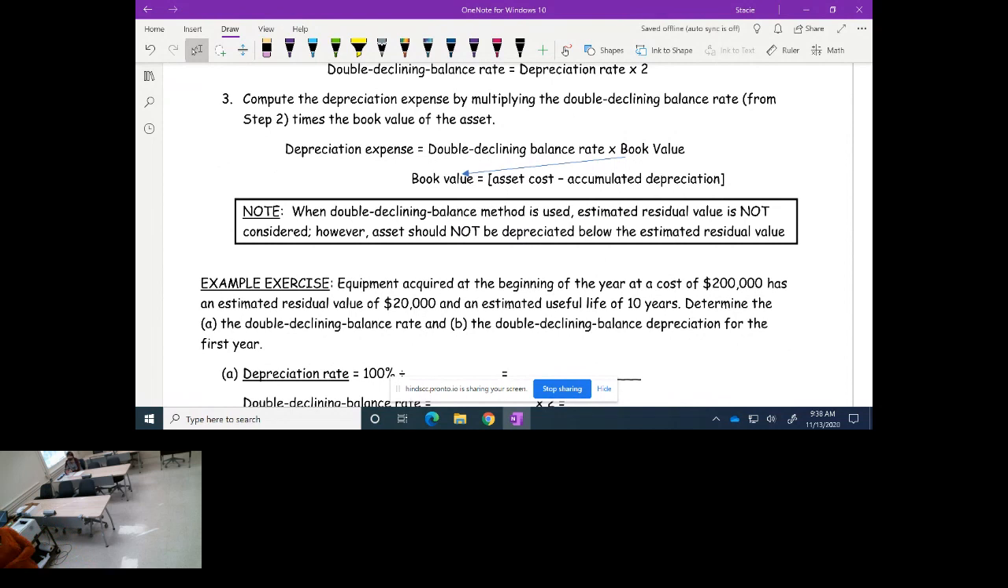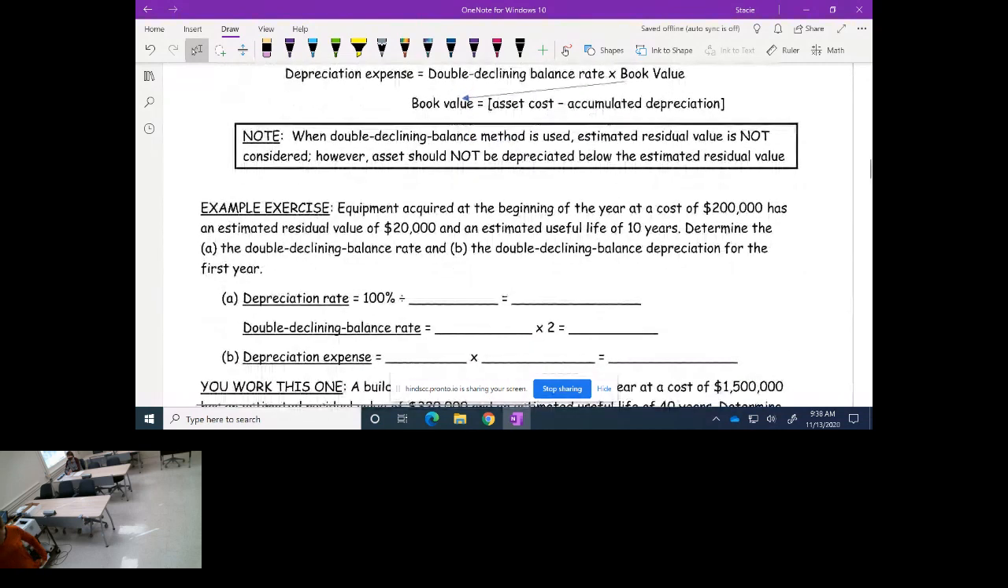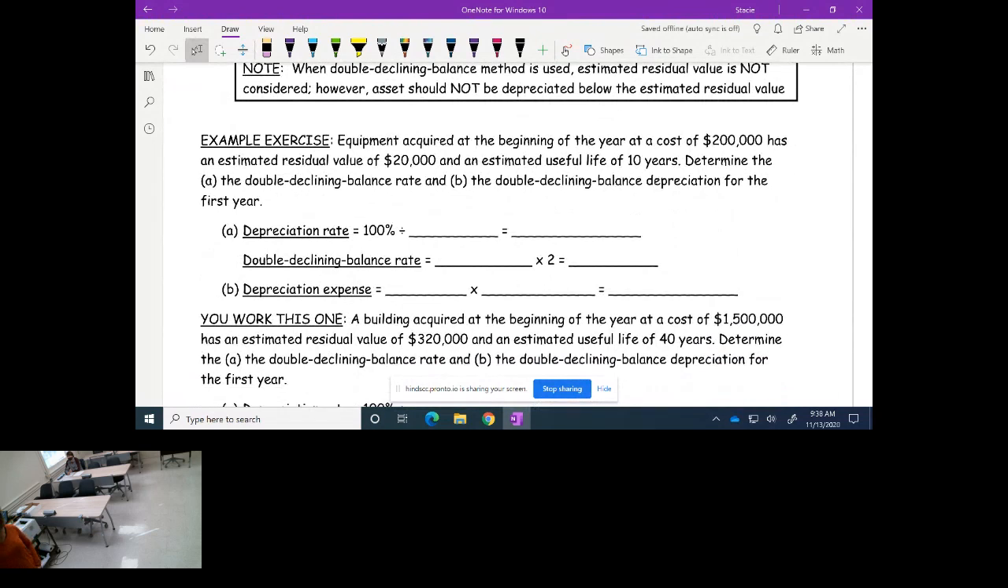All right, so note, when double declining balance method is used, estimated residual value is not considered. However, when you're depreciating an asset, you should not depreciate it below that estimated residual value. So once your accumulated depreciation has reached the amount that if you depreciate it any more, it's going to dip below what you've estimated for the residual value, you've got to stop. You'll be done.